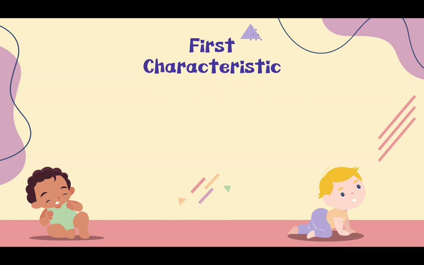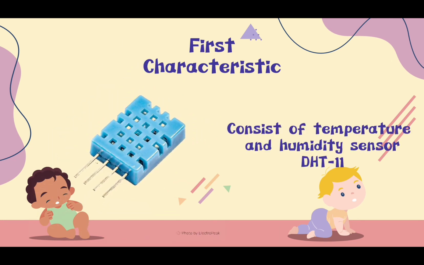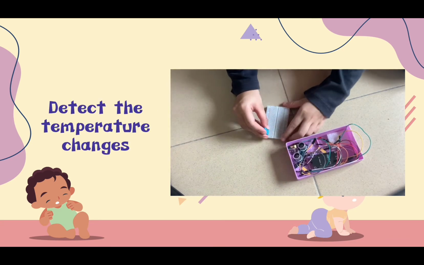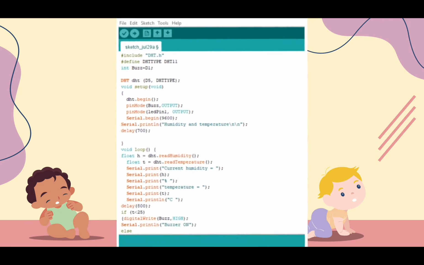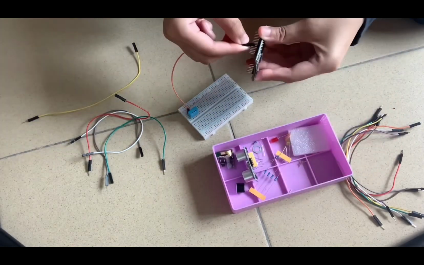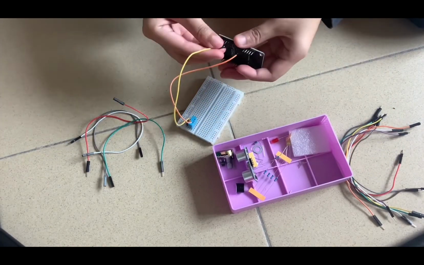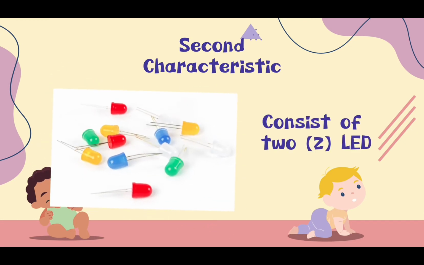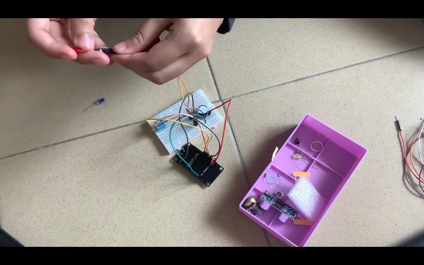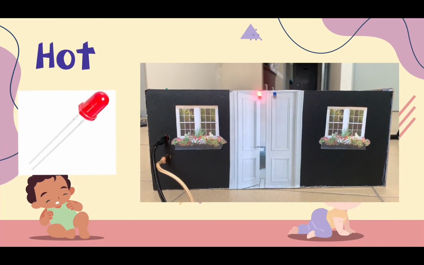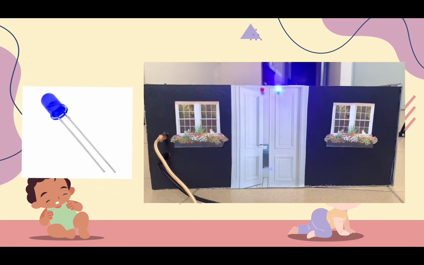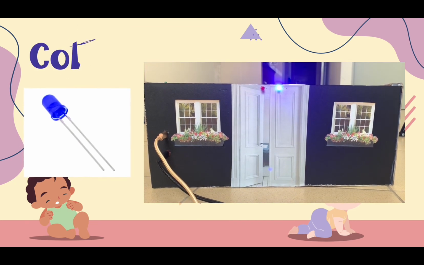First characteristic is our product consists of temperature and humidity sensor DHT11. The function of DHT11 is to detect the temperature changes of the surrounding. As we can see here, the temperature can be set by using Arduino software, which means it is easier to set the optimum range of the temperature in the room. Next, our product consists of LED, which lights up when the temperature is too hot or too cold. The red light indicates that the temperature of the room is too hot, which is more than 30 degrees Celsius. Meanwhile, the blue light indicates that the temperature of the room is too cold, less than 25 degrees Celsius.